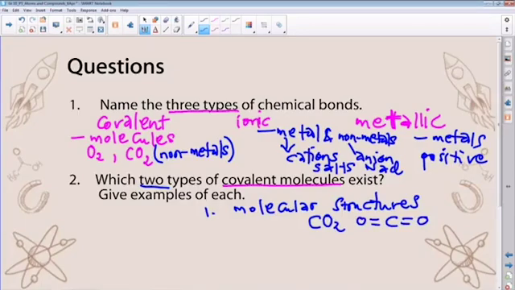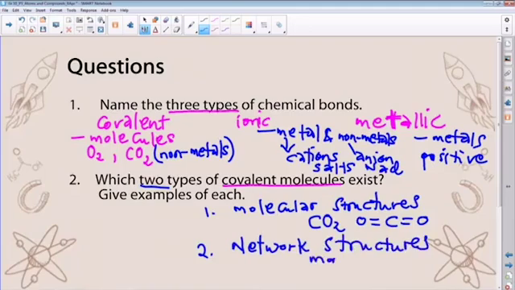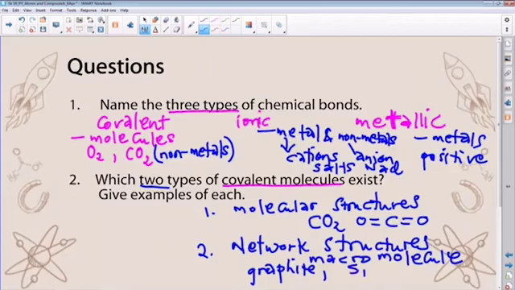Also, it can happen to form what we call macromolecules or network structures, such as diamond and graphite. These are macromolecules. The typical examples are graphite, diamond, and also silicon dioxide, or silicon(IV) oxide, which is typical in sand, glass, and quartz. These are some of the most common materials used in everyday life.